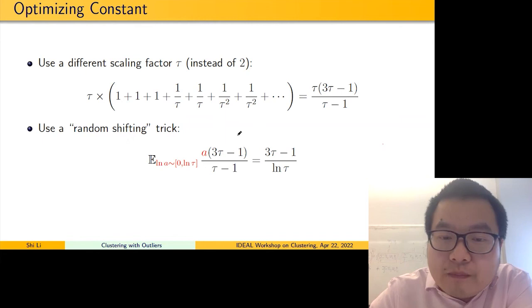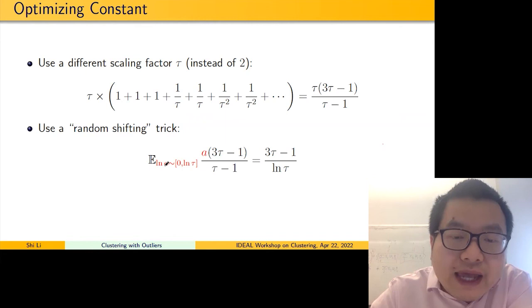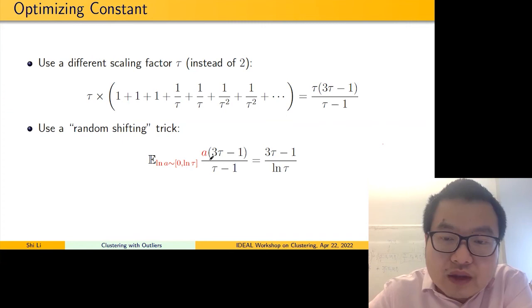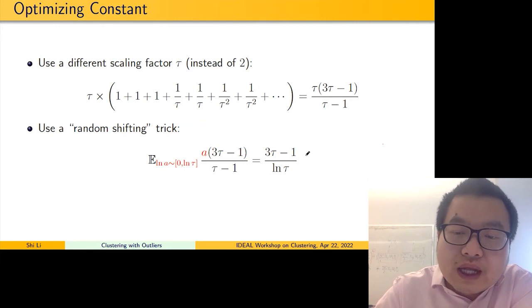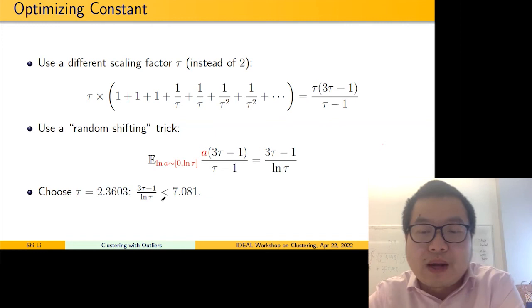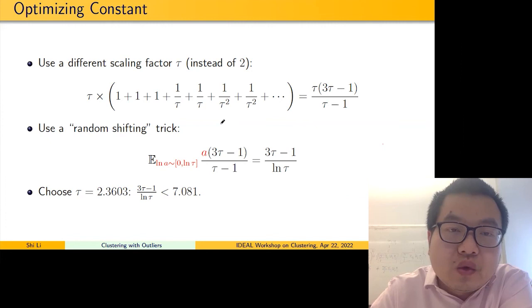So we let ln A be uniformly between 0 and ln tau. So this can give you this new approximation factor. And overall, the approximation factor is (3 tau minus 1) over ln tau. And we optimize this function, we get 7.081. Okay, so this is the approximation factor for K-median using the iterative rounding procedure. And the whole framework can easily extend to the K-means problem. So the constant will be different.